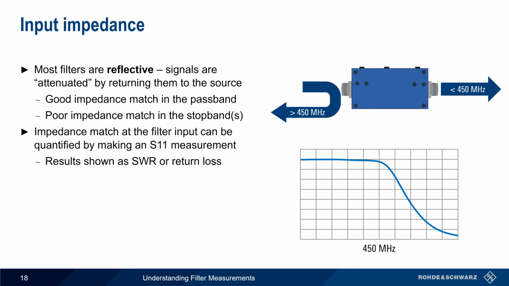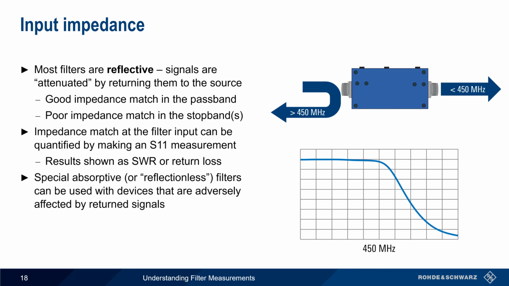Although the vast majority of filters are reflective, special absorptive or reflectionless filters can be used for devices that cannot tolerate high levels of reflected power, such as broadcast or other high-power transmitters. And the input impedance of these types of filters can be measured in the same way.